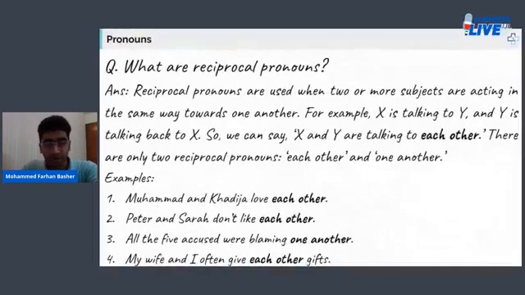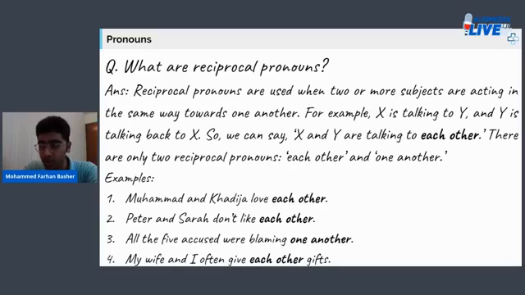Now, reciprocal pronouns. What are reciprocal pronouns? Reciprocal pronouns are used when two or more subjects are acting the same way towards one another. For example, X is talking to Y and Y is talking back to X. So we can say X and Y are talking to each other. There are only two reciprocal pronouns, and they are each other and one another.